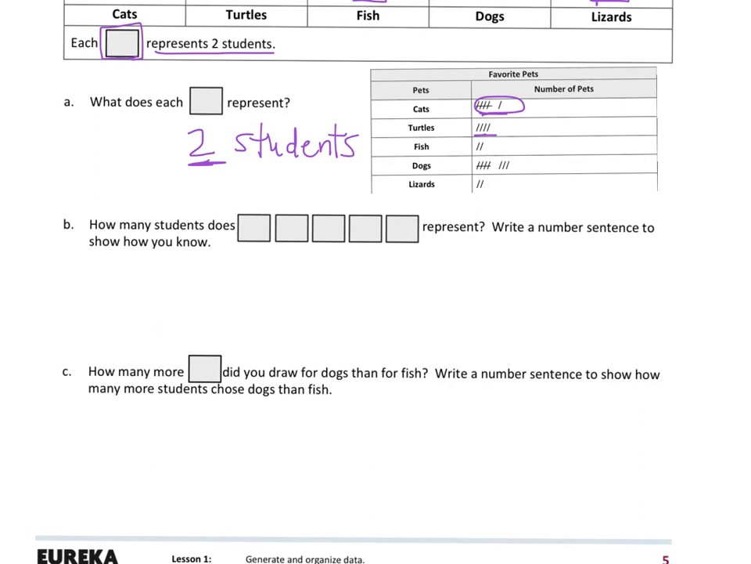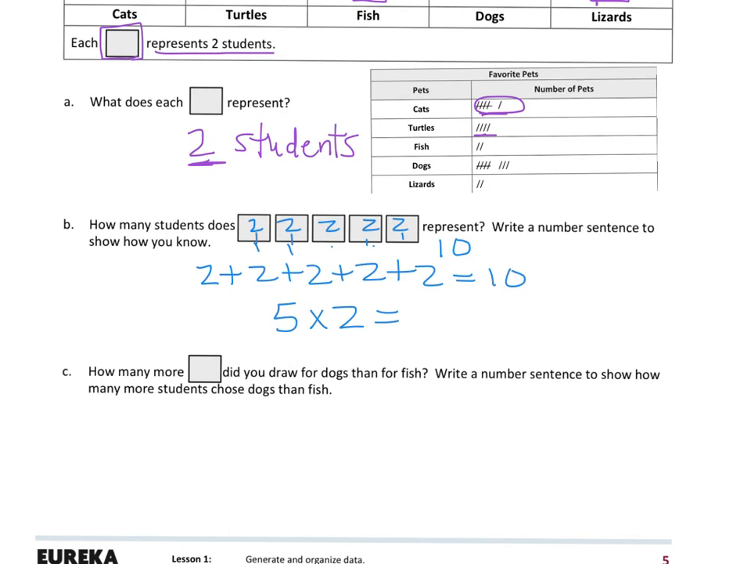B says, how many students does 1, 2, 3, 4, 5 boxes represent? I know that they're each worth 2. So if I count by 2, 2, 4, 6, 8, 10, I'm going to get 10. But there's a second part to this one. And what it says is write a number sentence to show how you know. And there's 2 different number sentences I could write. The first one is the one that I did, which is 2 plus 2 plus 2 plus 2 plus 2 equals 10. Or I have 5 groups of 2, or 5 times 2, which is 10.